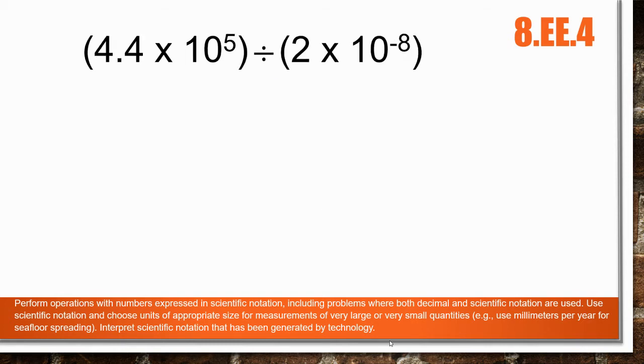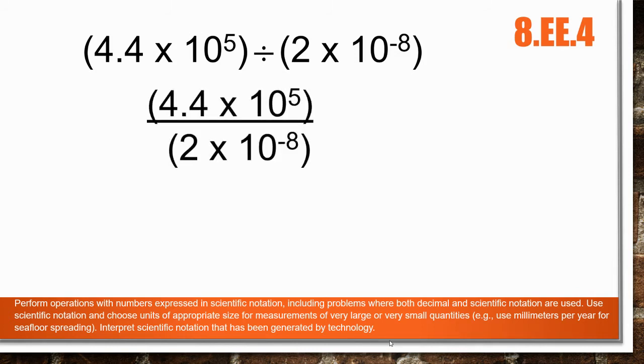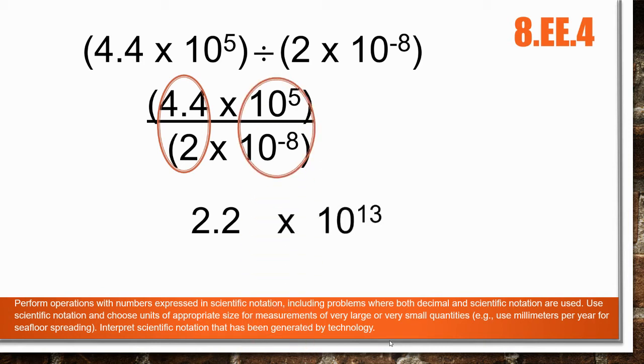Very nice. Let's do this again. I rewrote it as a fraction. 4 and 4/10 divided by 2 is 2 and 2/10. 10 to the 5th divided by 10 to the negative 8. 5 minus a negative 8 is, you got it, that is 13.